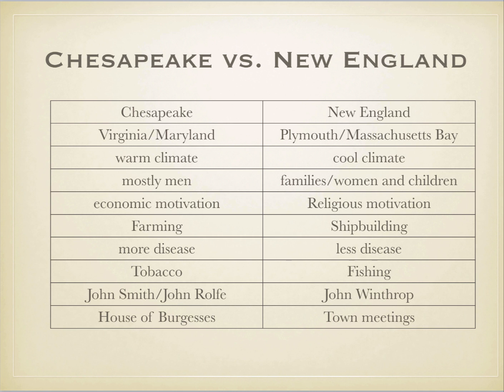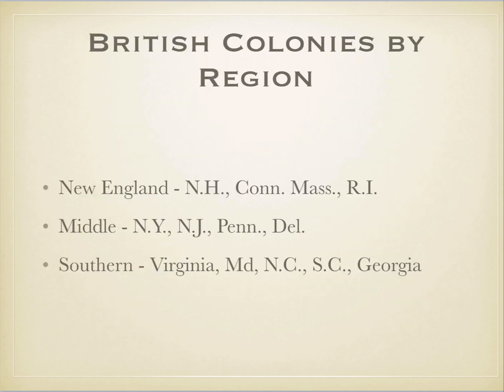her trial. The House of Burgesses is the first representative government in the New World. That was in Virginia, and town meetings were essential to Massachusetts life. They would have all of the religious and political functions in these town meeting locations. Very good. Next, this is just the colonies by region.